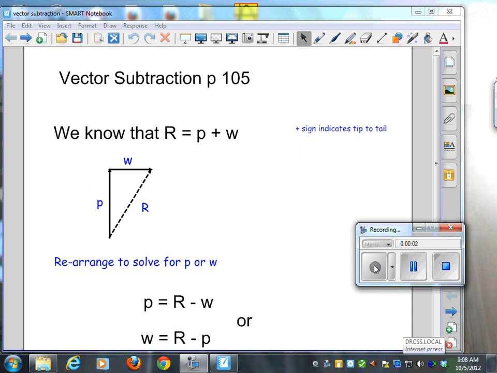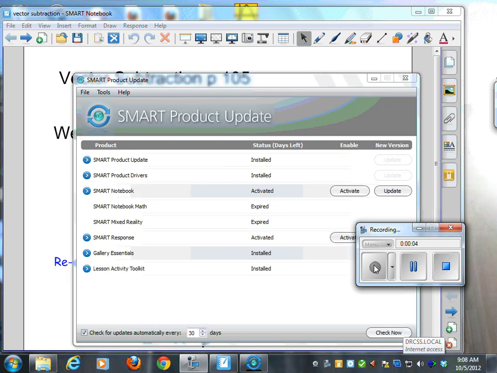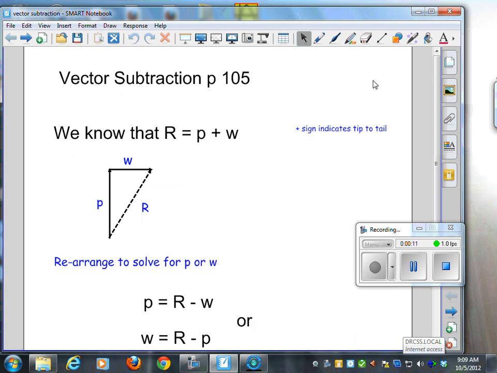Alrighty, so this comes from page 105 in the book, although once again they've made things far more complicated than it really needs to be. So I'm just going to briefly talk a little bit about vector subtraction here.